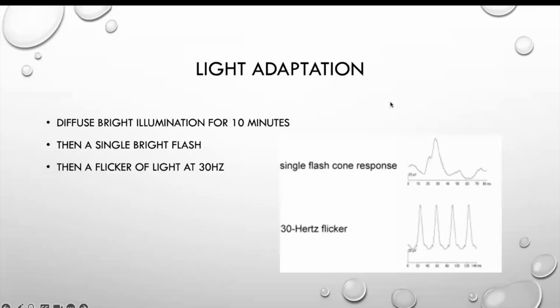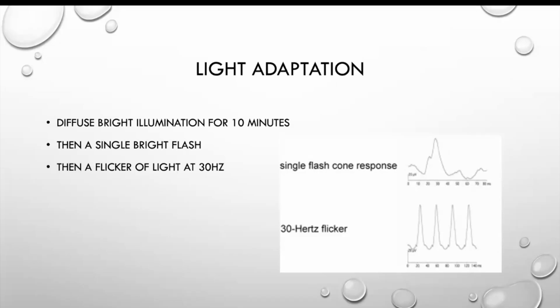This is with another white flash, but you change the parameters on the machinery, and these are happening along that ascending B wave. You then adapt the patient to light. After you've done those 3 responses, you give some diffuse bright illumination in the room for about 10 minutes. You get the eye to adapt to that light, and then you give them another single bright flash, and that will look at a single flash cone response. And then you start flickering light at about 30 hertz, and again you get that flicker response as well.